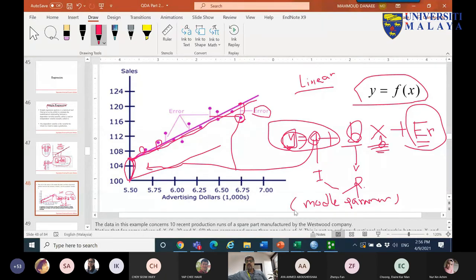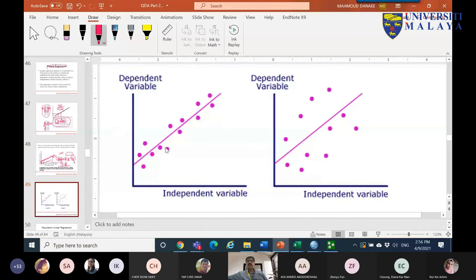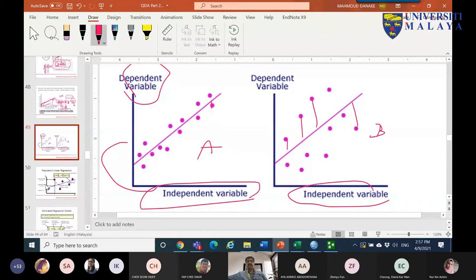So what we need to do, and what we are planning to do actually, is to define the best model parameters that minimize the error term. Correct? So look here. This line has too much error from the line compared to figure A and B. So of course, this IV can be a good predictor of DV compared to this model. We have much more discrepancy among the line, correct?